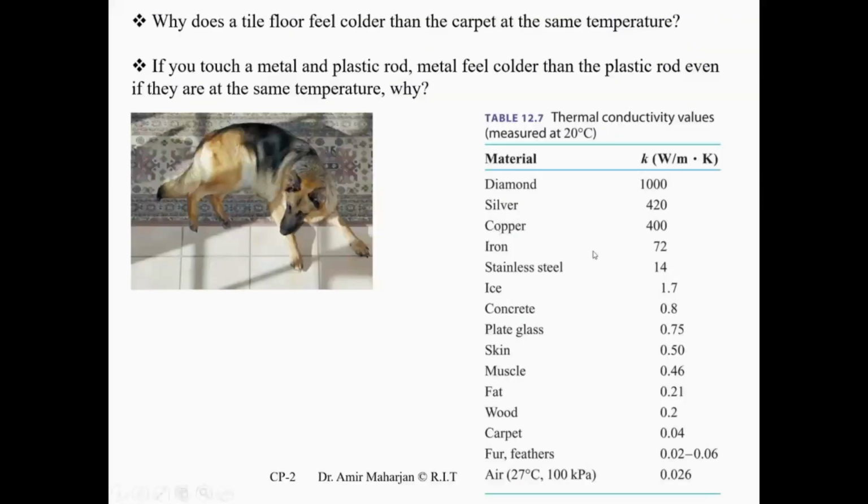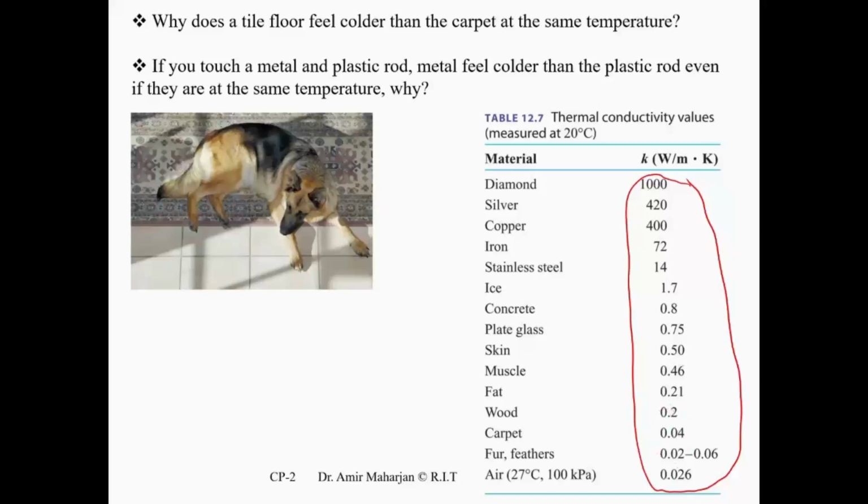In this table you can see the thermal conductivity of different common materials that we will be using in our numerical problems. You can clearly see some materials like diamond, silver, copper, iron, these are metals, good conductors. They have very high thermal conductivity, whereas these are the insulators. You can see wood, carpet, and air. They have very low thermal conductivity. These are conductors, these are insulators.